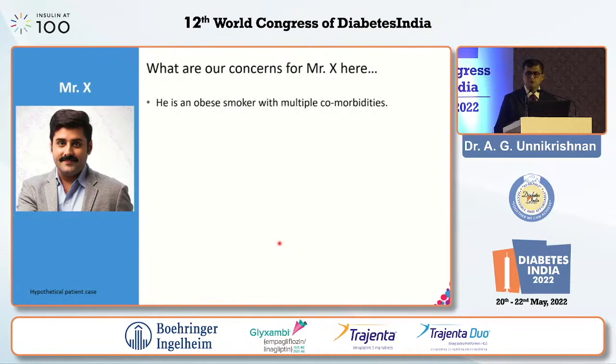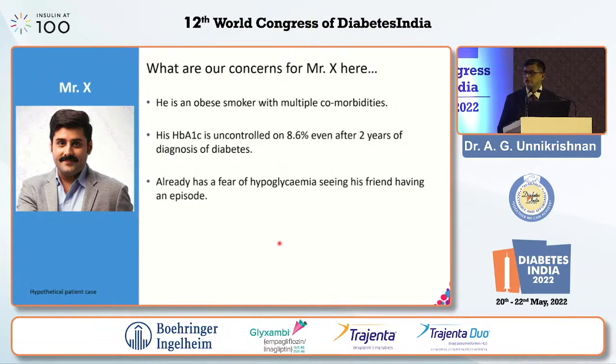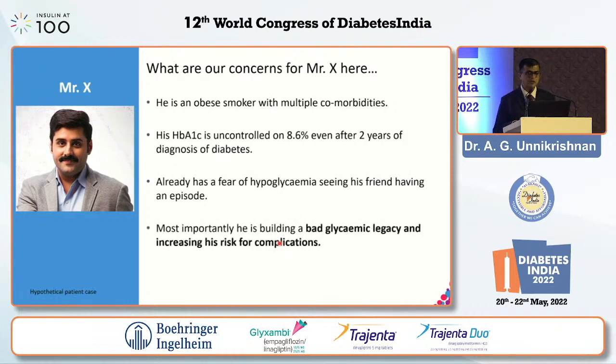So the concerns for this patient is, number one, that he needs to stop smoking. Second is he needs to control his weight. Third is he needs to control his blood sugar, which is very high. But he already has a fear of hypoglycemia, which doesn't mean that sulfonylureas can't be used. Sulfonylureas are excellent drugs to use in management of diabetes. But today when you have other options which do not cause hypoglycemia, like SGLT2 DPP4, it's a combination worth using.